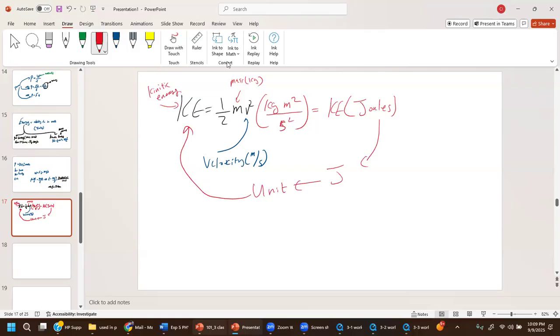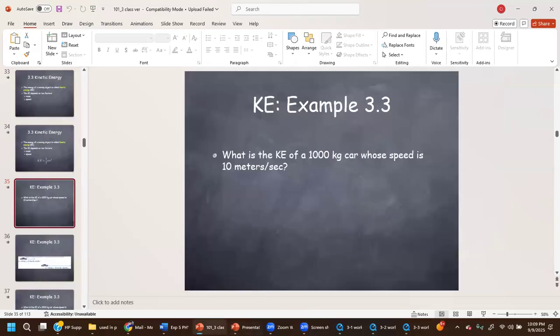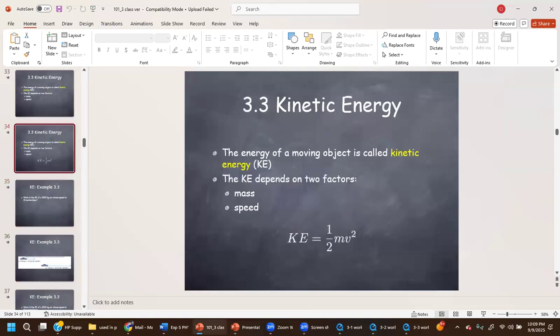So it depends on two things: your mass and your velocity. So the kinetic energy depends on two factors: your mass and velocity. Which again, if you solve it, you'll still get the joule. So no matter what type of energy you have, you'll always have joules as your unit for energy. So let's do an example, shall we?